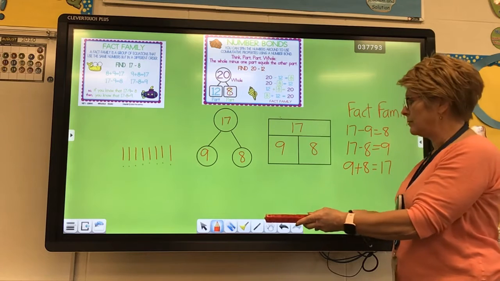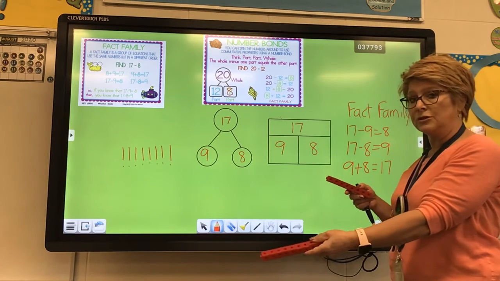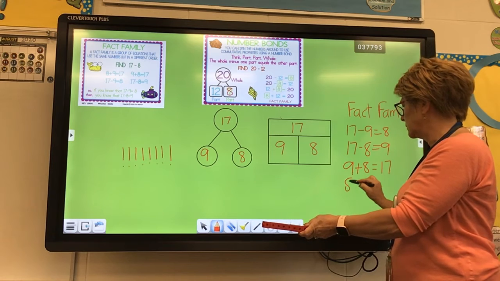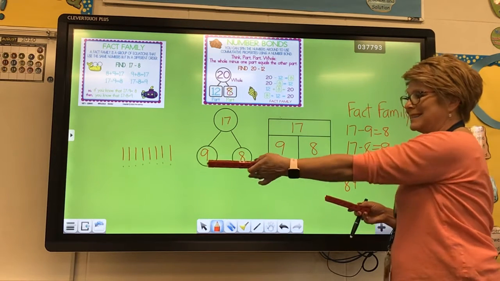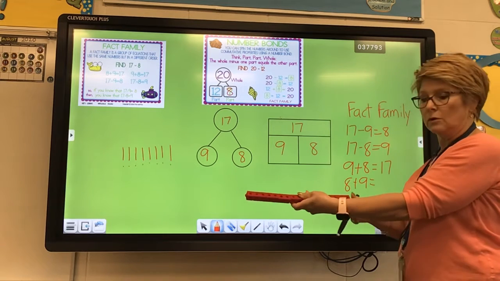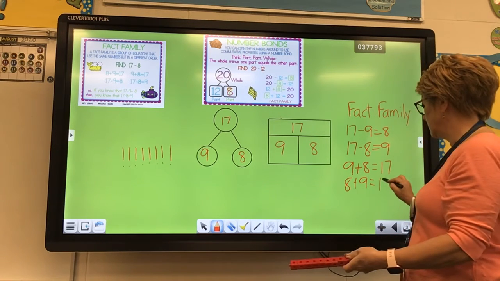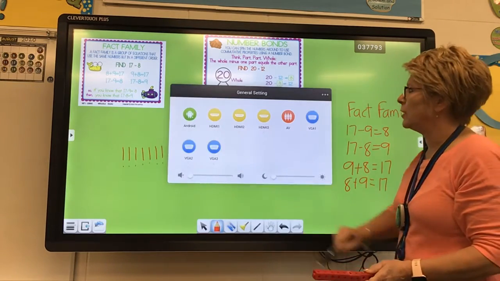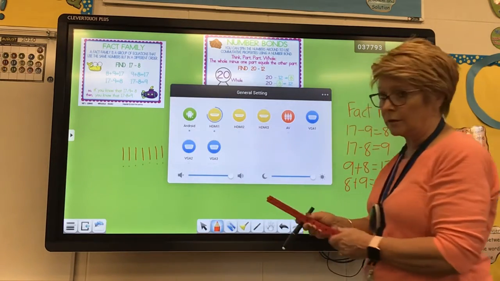I'm going to switch it around now, and I'm going to do my addition another way. I'm going to start with my 8 part, and I'm going to add my 9 part, and that gives me my whole, which is 17. So there's our fact family. Let's go through a couple of problems together, and then we're going to move on.